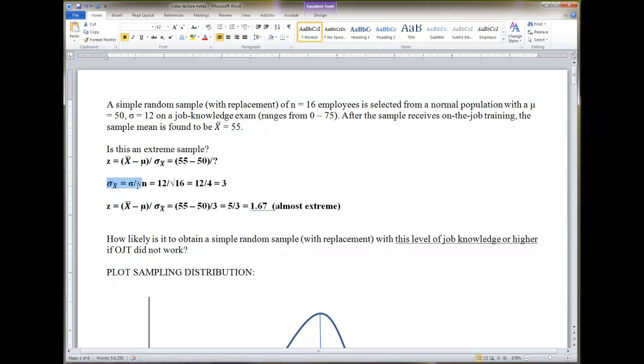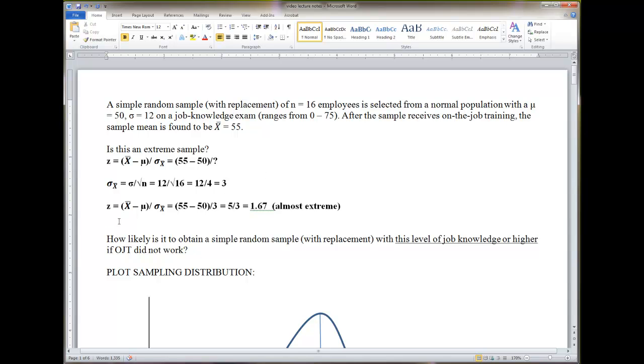So first thing you'll really do is calculate your standard error, which is the population standard deviation divided by the square root of the sample size. According to this problem, the population standard deviation is 12, and the sample size is 16. So 12 divided by the square root of 16 becomes 12 divided by 4, and you end up with a standard error of 3. So this means that just due to chance, even if on-the-job training had no effect on job knowledge, we would expect to see a 3-point difference in job knowledge between a sample of 16 employees and the population at large, specifically this population.